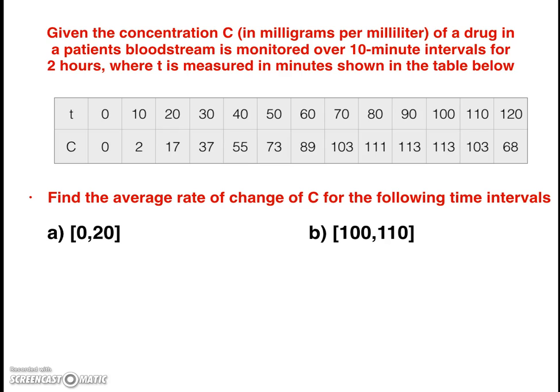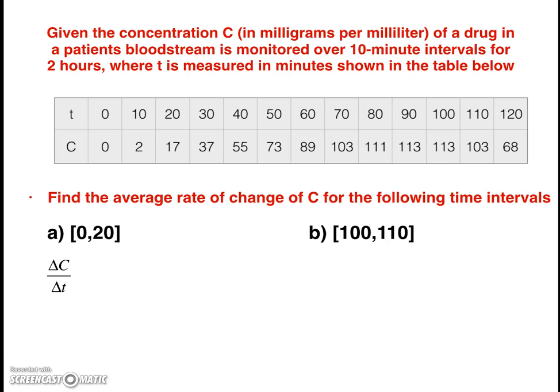Given the concentration, C, in milligrams per milliliter of a drug in a patient's bloodstream, monitored over a 10-minute interval for 2 hours, where t is measured in minutes, shown in the table below. We are going to find the average rate of change for the concentration for the following time intervals, between 0 and 20, and between 100 and 110.